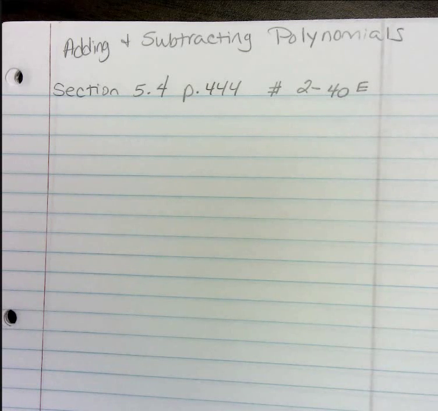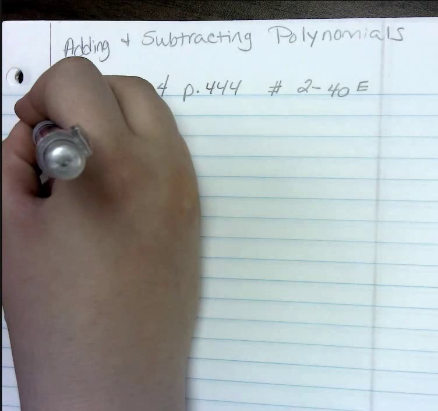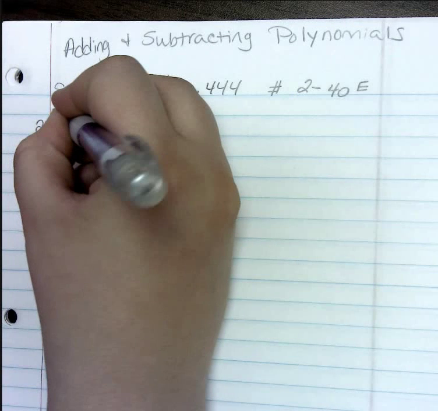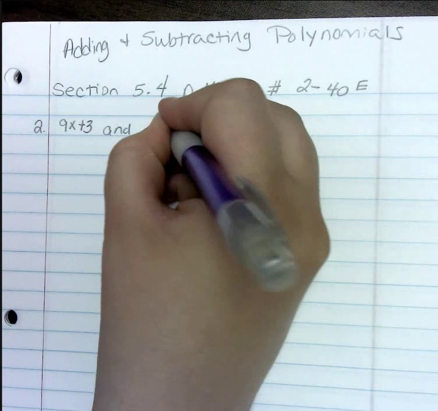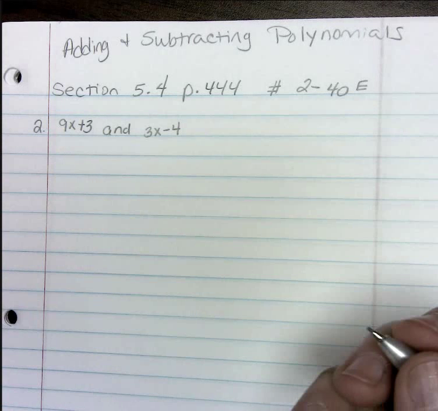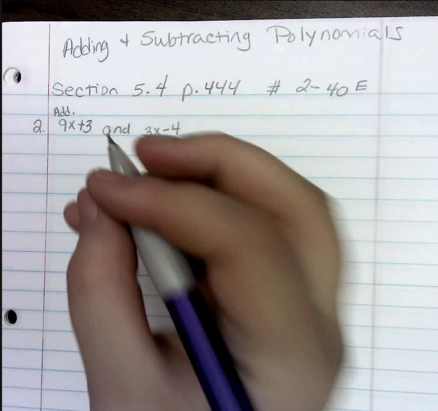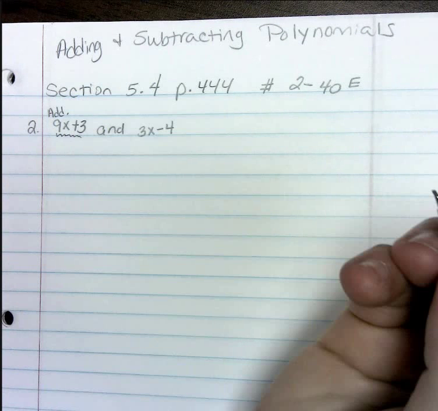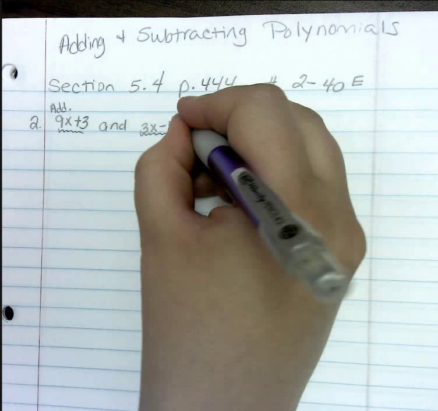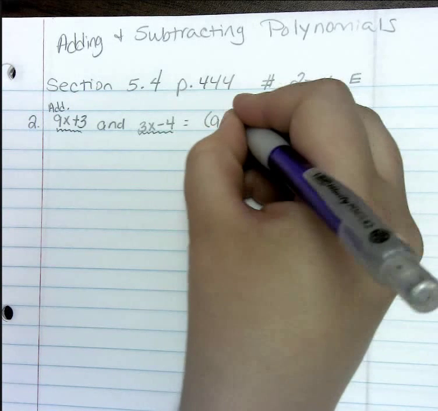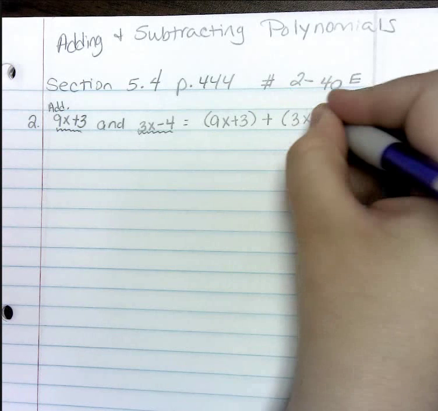So to start off, we're going to look at number 2 in your book, and the problem says that you have 9x plus 3 and 3x minus 4. The directions simply tell you to add. So we are adding this entire quantity and this entire quantity. So we would represent that as saying we have 9x plus 3 plus 3x minus 4.